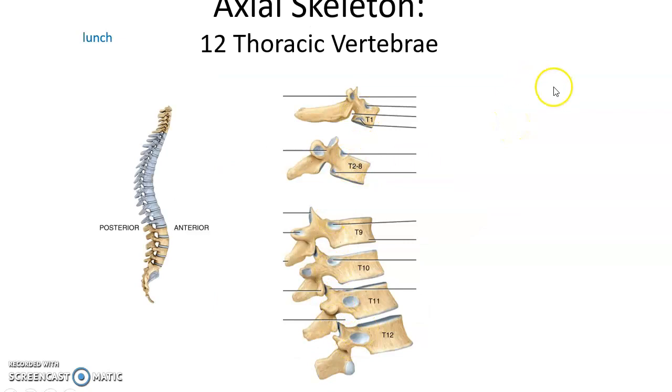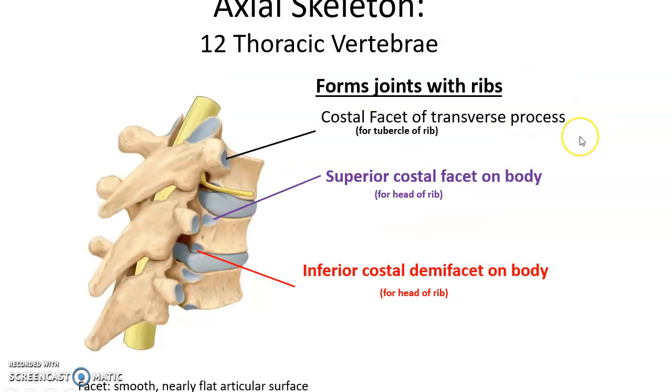Thoracic vertebra. There are 12 thoracic vertebrae. Thoracic vertebrae form joints with ribs, so they have these extra facets on the transverse process and on the body where they are forming those joints. So there's a costal facet for the transverse process, a superior costal facet on the body, and an inferior costal demifacet.